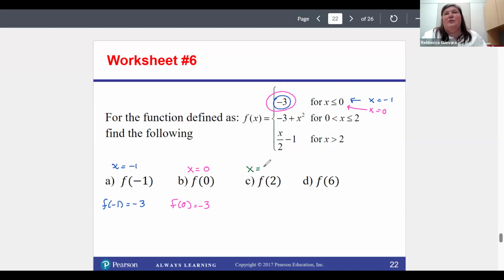Now we have f of 2, so x is going to be 2. So once again, it's another one. It's like, do I go here or do I go here? Well, here is where I can actually be equal to 2. So I'd end up using this function for f of 2. So x is just going to be 2 now. It's going to be -3 plus 4. This will equal 1.